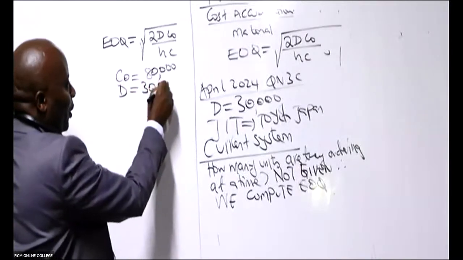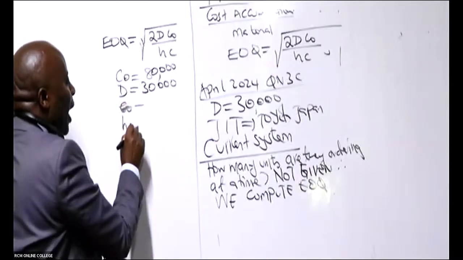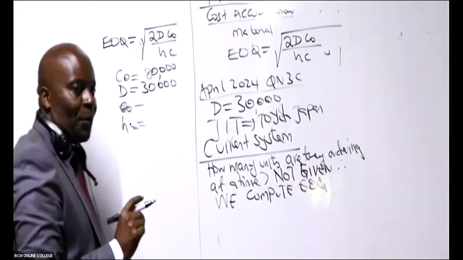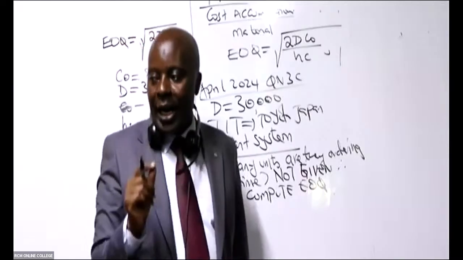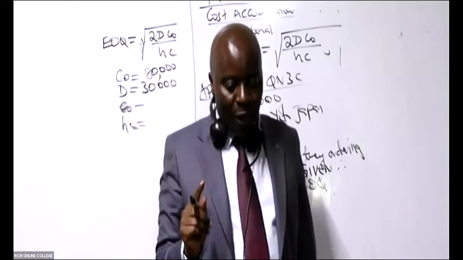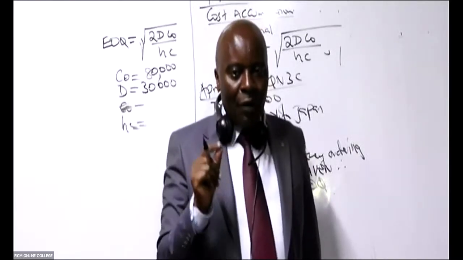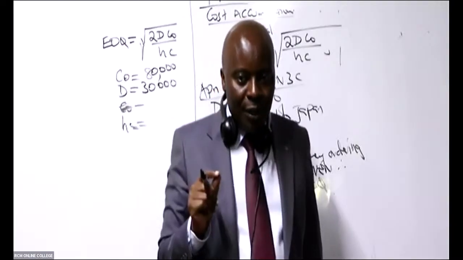Annual demand is 30,000. Do we have cost per order? This is given already. You have given it to me. How about holding cost, holding cost per unit per annum? Has this been given to us? Thank you, Eric. At least Eric is following.